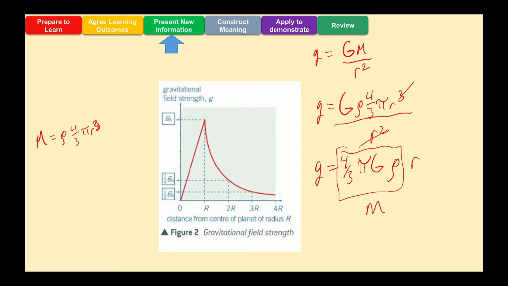That's your slope. That's x. That's y. So we've got a straight line that goes through the origin. Now, the reason that we can't use this formula when we are in this region is because the mass is now constant. The mass does not vary with r. Okay, so it's just showing you why it's a straight line.